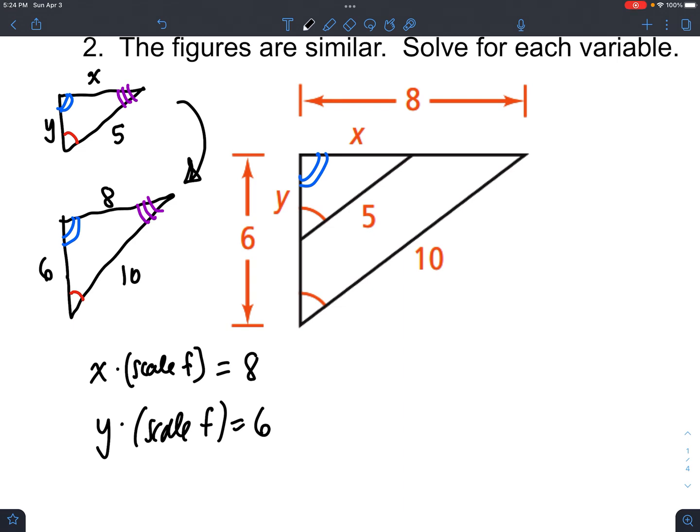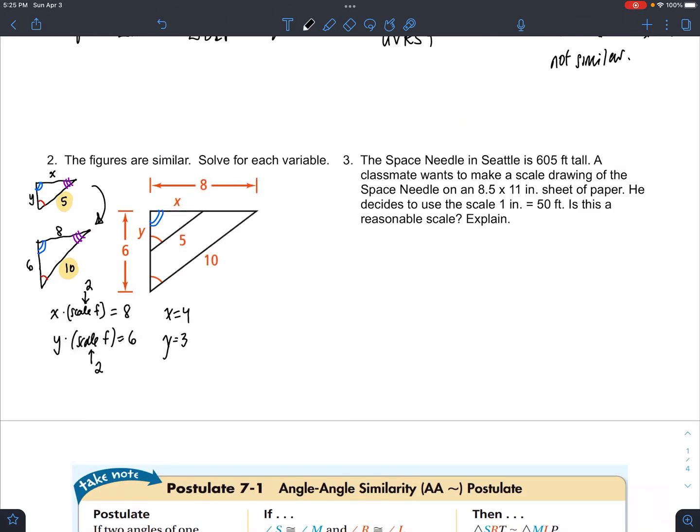Okay, so these are useful, but we can't find out what x and y are unless we have the scale factor. So maybe we need to take a look at this third side. That actually reveals it to us, because how do you go from 5 to 10? You multiply by 2. So the scale factor in both cases, since I know it's similar, is 2. So that means that x is 4 and y is 3. This way, the sides are all proportional. You multiply all the sides by 2 to get to the bigger triangle.